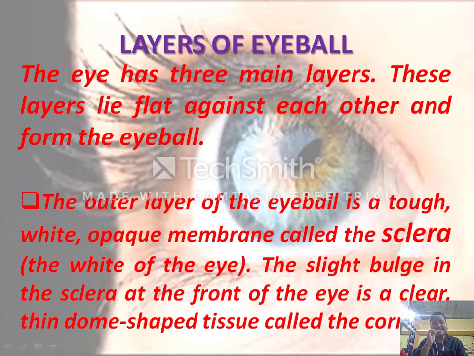The slight bulge in the sclera at the front of the eye is a clear, thin, dome-shaped tissue called the cornea. So a transparent tissue is there on the bulge part of the sclera. It is dome shaped, it is called cornea, and this cornea is very important. So we have to study this cornea.